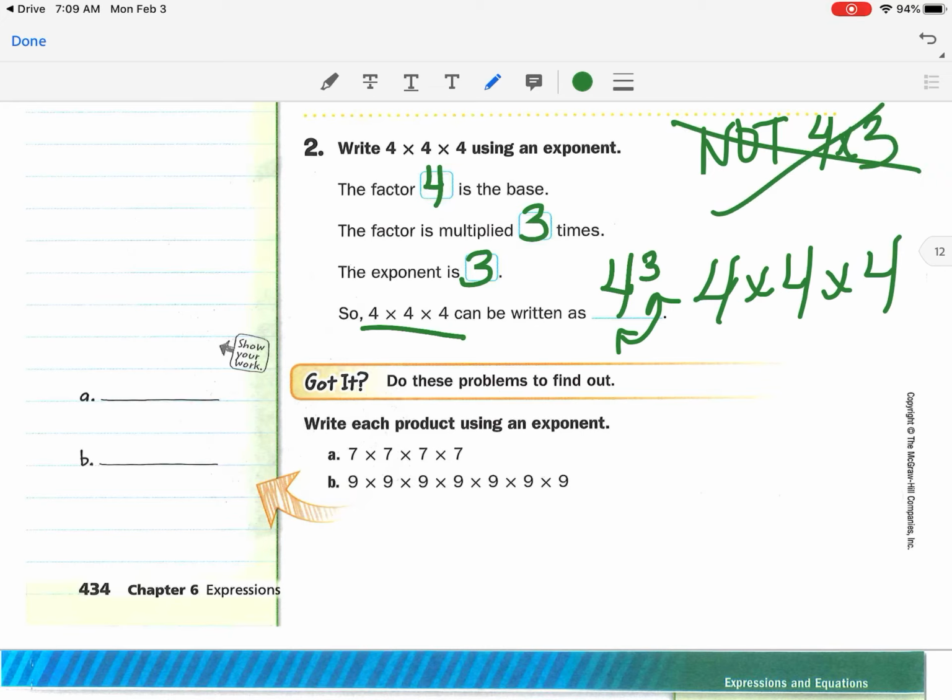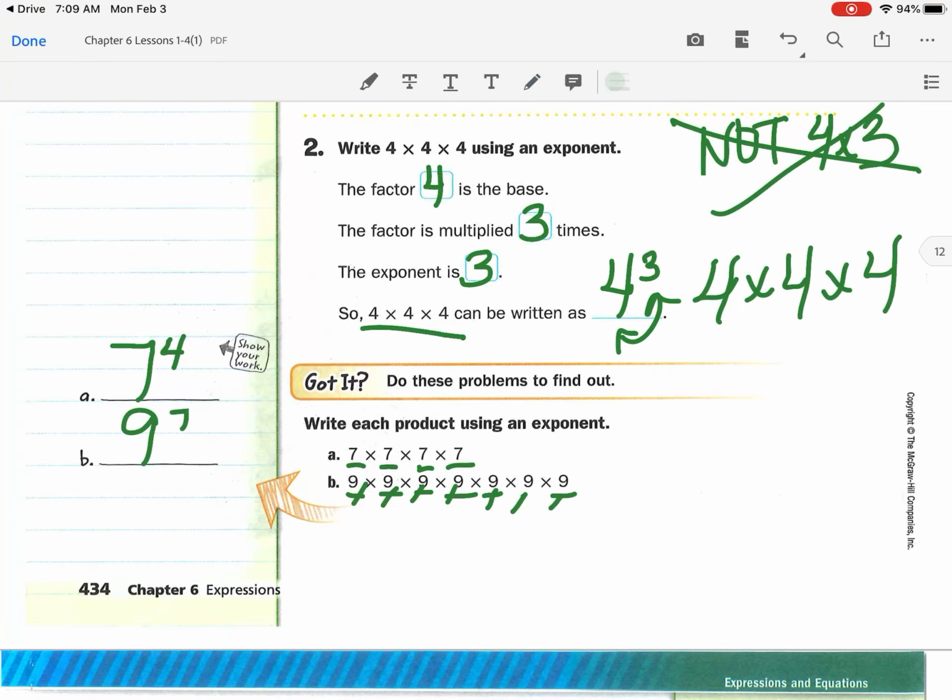You would get a completely different answer. All right, so 7 times 7 times 7 times 7. So we have 4 sevens, which means we're taking 7 to the fourth. 9 times 9 times 9 times 9 times 9 times 9 times 9. That is 1, 2, 3, 4, 5, 6, 7. So that is 9 to the 7th power.